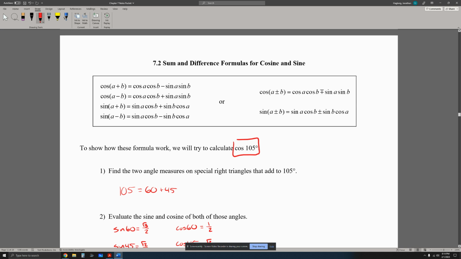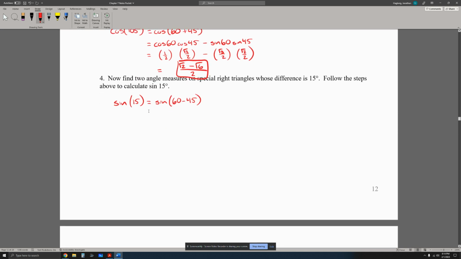I know that for cosine, the cosines go together and the sines go together, and the operator is opposite of what's inside the formula. Whereas in sine, the operator is the same as what's in the argument, but then we alternate sine and cosine. Let's see how this looks for this problem. This would be equal to the sine of 60 times the cosine of 45, and then minus the sine of 45 cosine of 60.